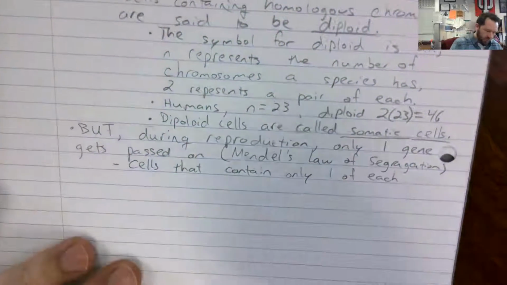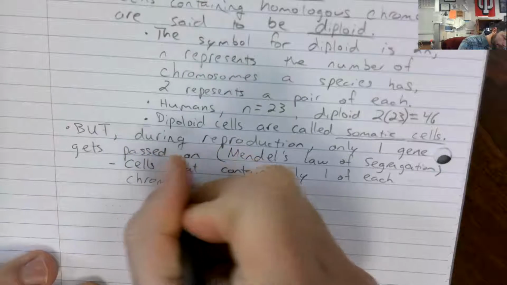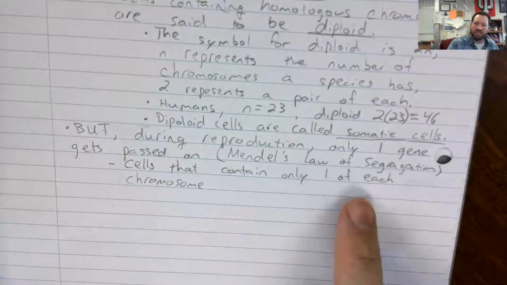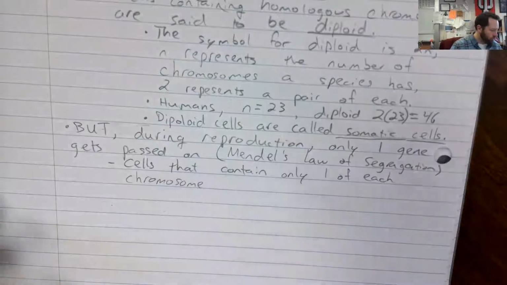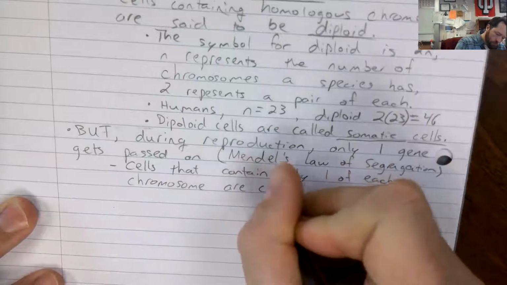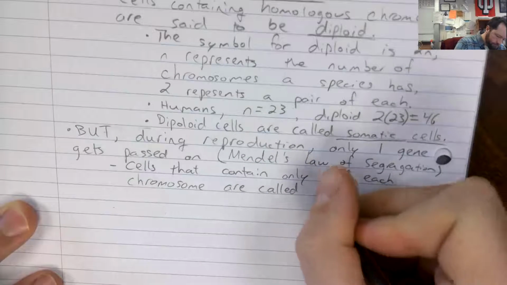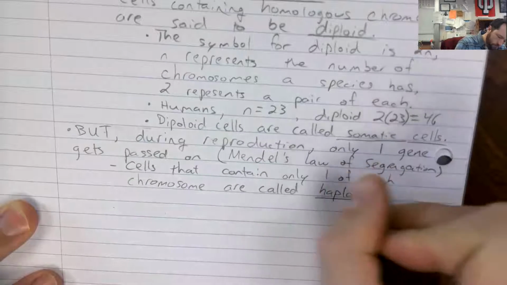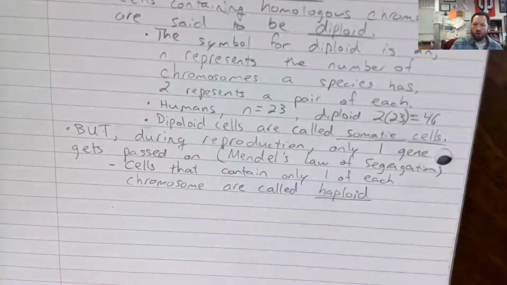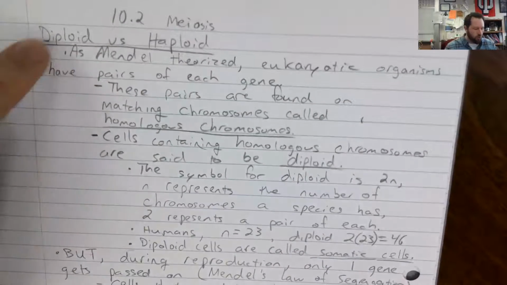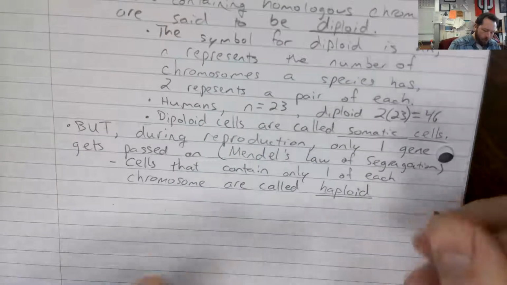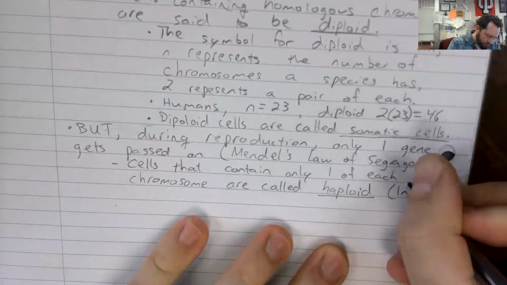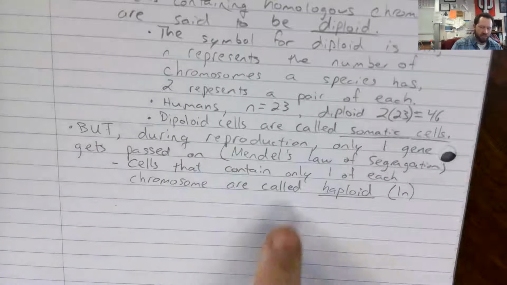So I'll change that, sorry, from gene, although we could use the word gene. I'm going to keep it at chromosome. So cells that only contain one of each chromosome, which generally might be the gene as well. Genes are found on chromosomes. Haploid. There's our other term from this section, diploid and haploid. So our cells that only contain one of each chromosome are called haploid, and they're symbolized 1n.